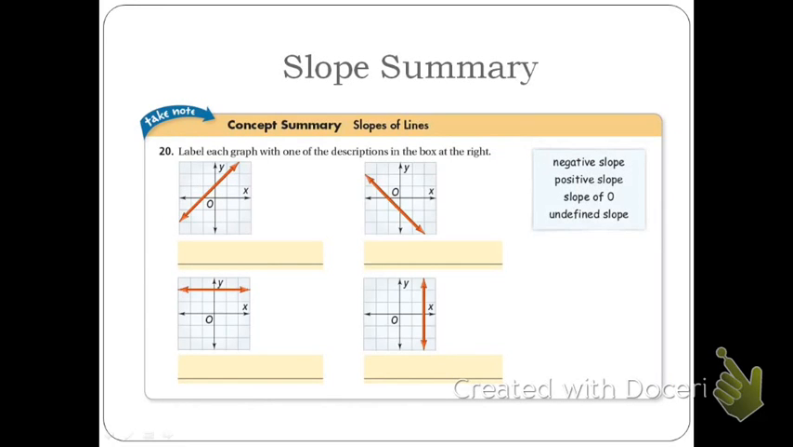So let's practice these. Looking at each line, let's label them. Are they negative slope, positive slope, a slope of 0, or undefined? In the first question, there's the line. If you write your name on the line, you notice that you are going uphill, so this is a positive slope. In the next line, if I write my name on it, you notice that I'm going downhill, so it is a negative slope.